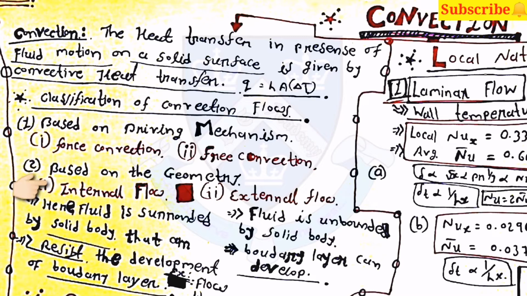Here in the internal flow, the fluid is surrounded by a solid body that can resist the development of the boundary layer. The example is flow through a pipe. Then in the external flow, the fluid is unbounded by a solid body, so in the external flow, the boundary layer can be developed.